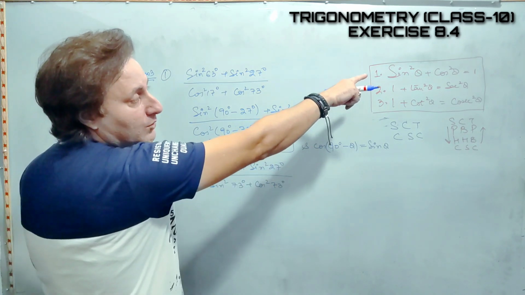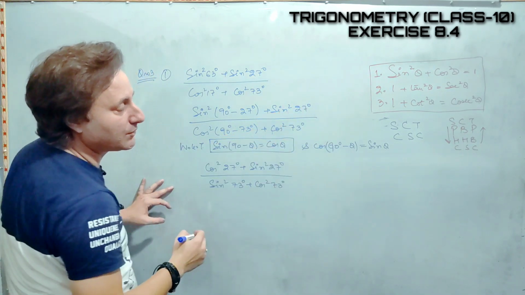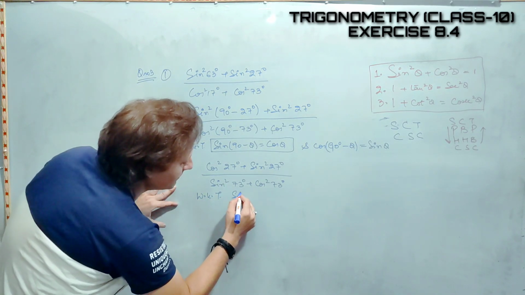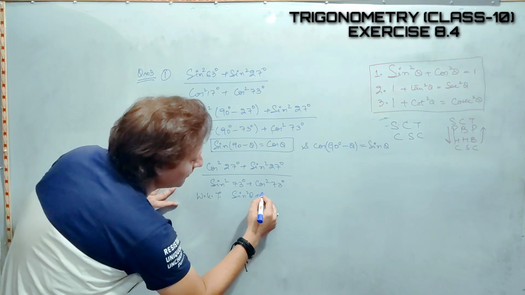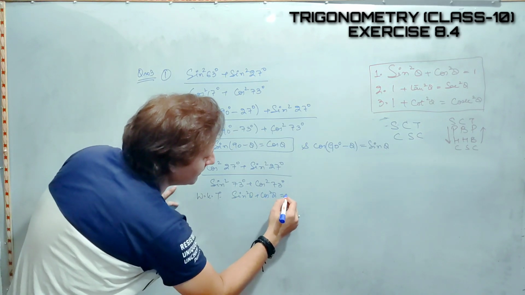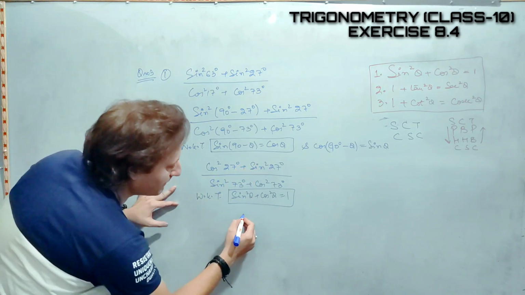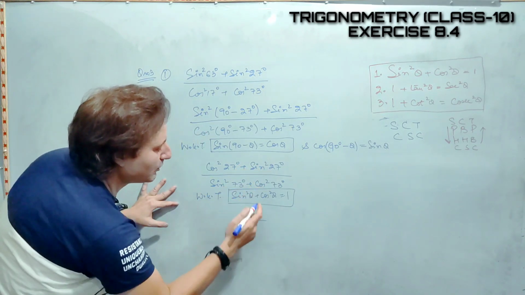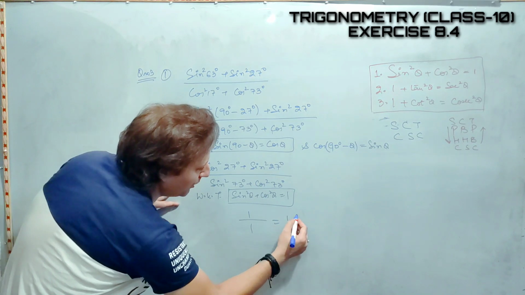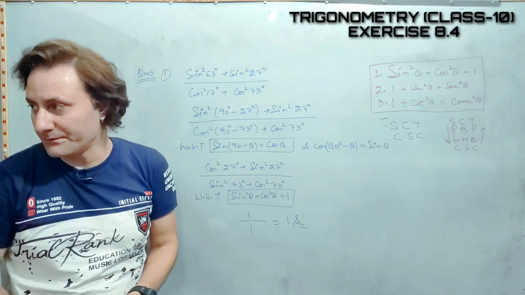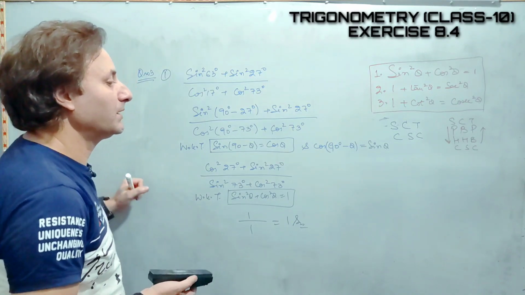So what do we know? We know that sin²θ plus cos²θ is equal to 1. Therefore, the numerator will be 1 and the denominator will be 1. So 1 upon 1, 1 is the answer. Clear, guys? Pretty simple. Cool. So let's move to part number 2.